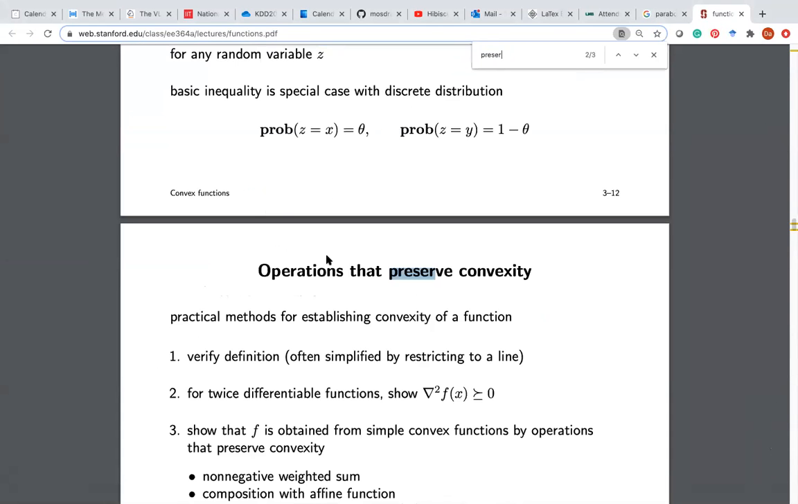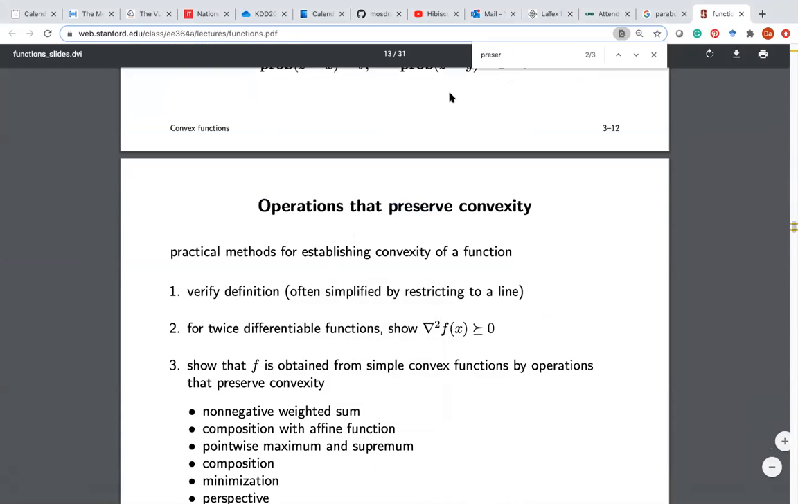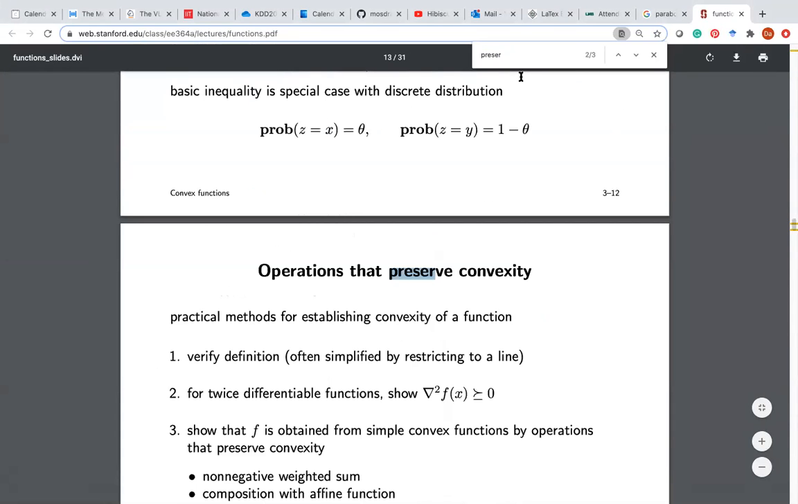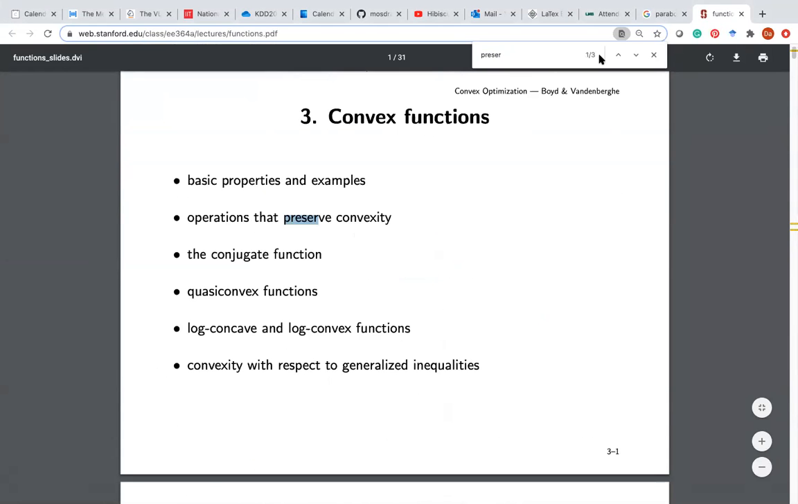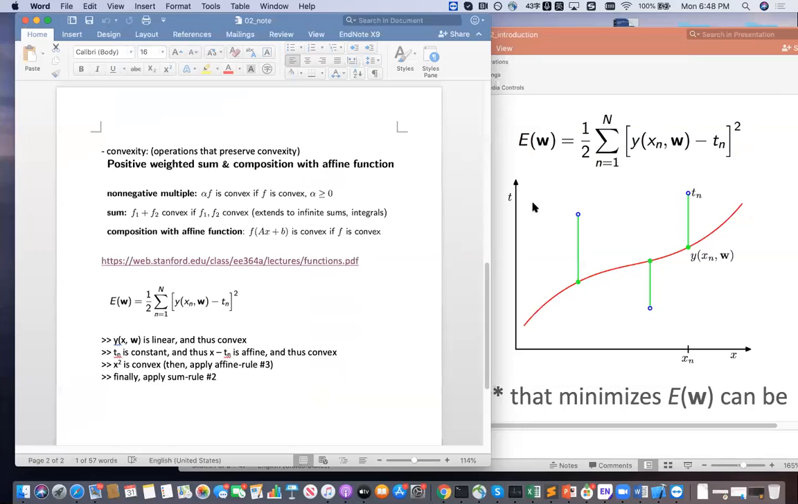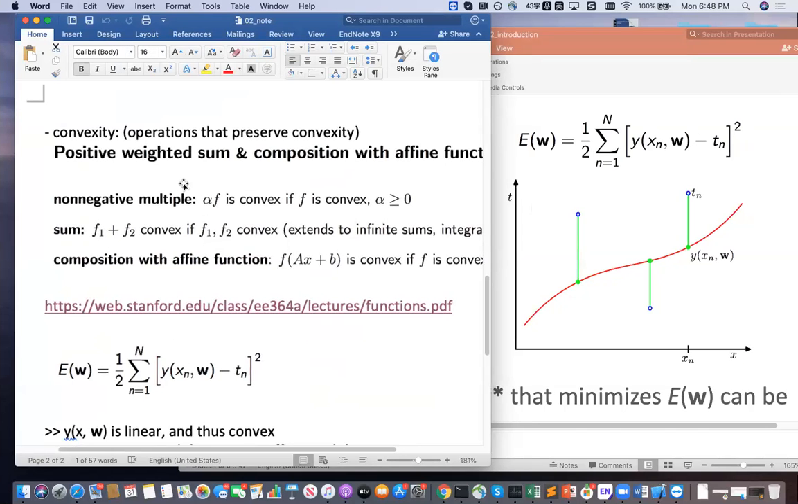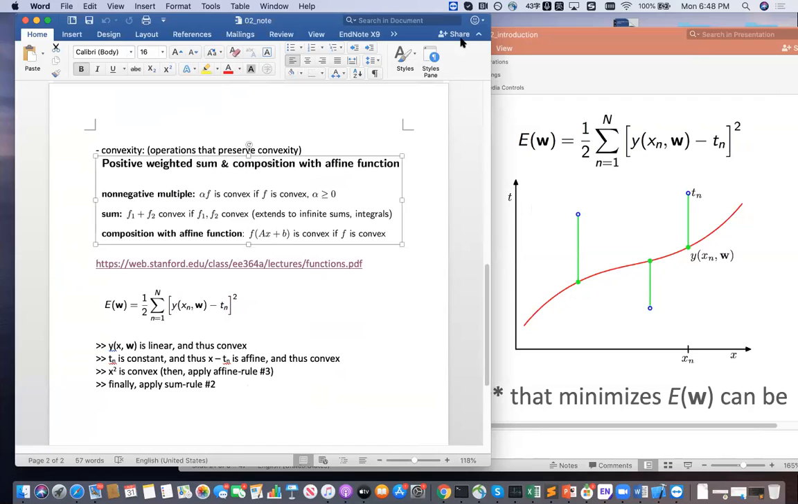Here you can see a few operations. This is called the convex algebra, which helps you immediately see whether a function is convex or not. I will skip this and just look at the screenshot here. Firstly, if your function f itself is convex, then alpha f is also convex if alpha is positive. So the first thing is that non-negative multiplication preserves convexity. The second: if you have two convex functions, their summation is still a convex function.